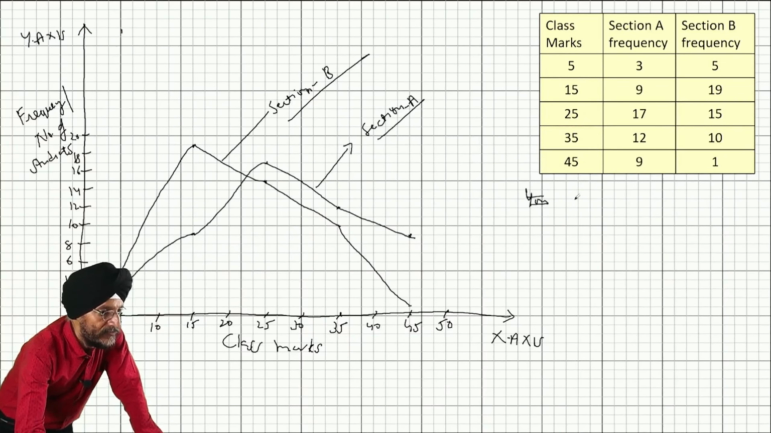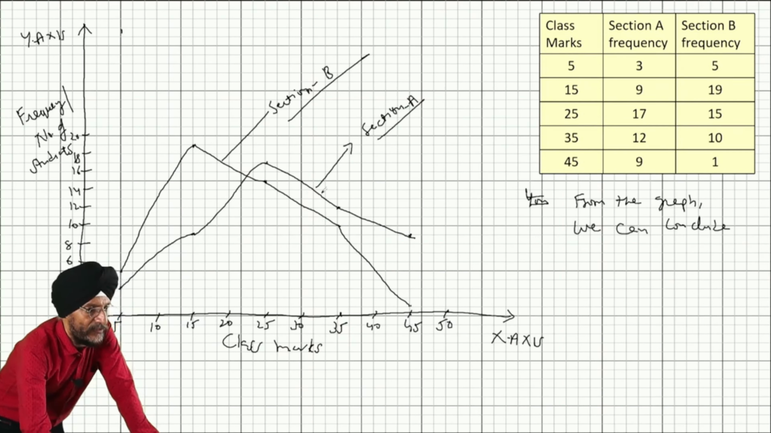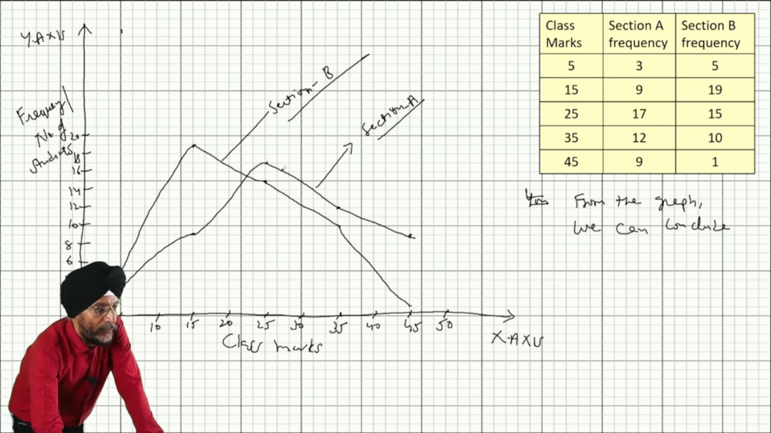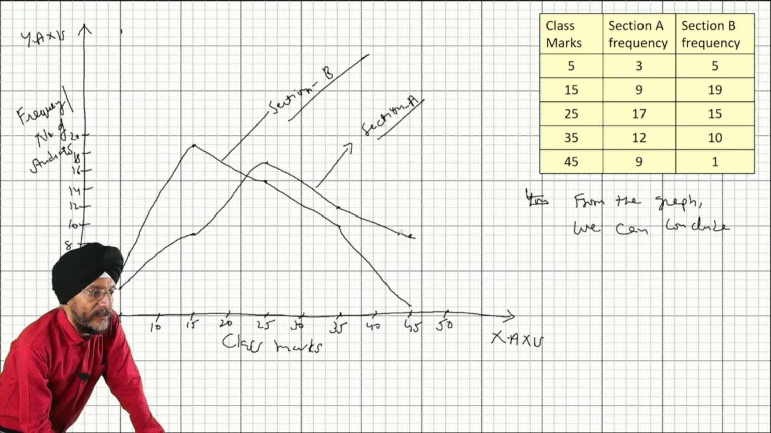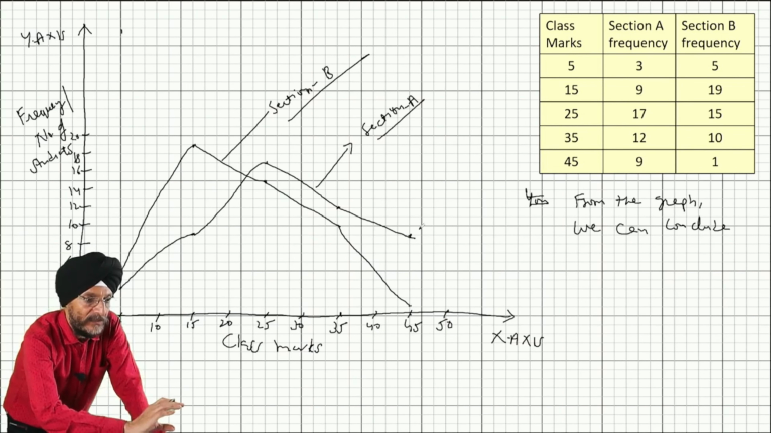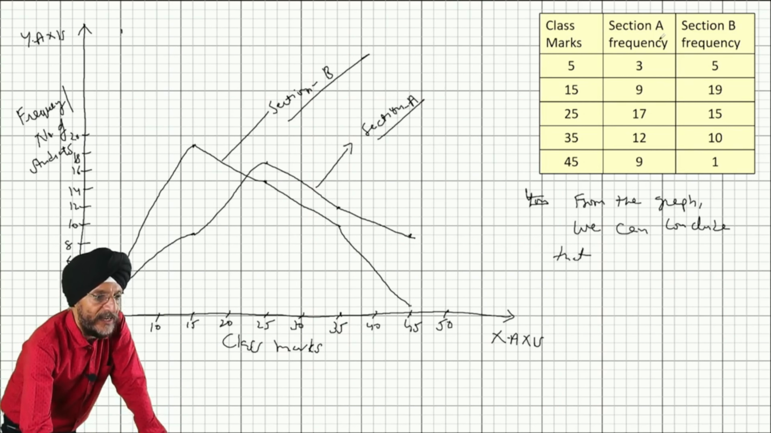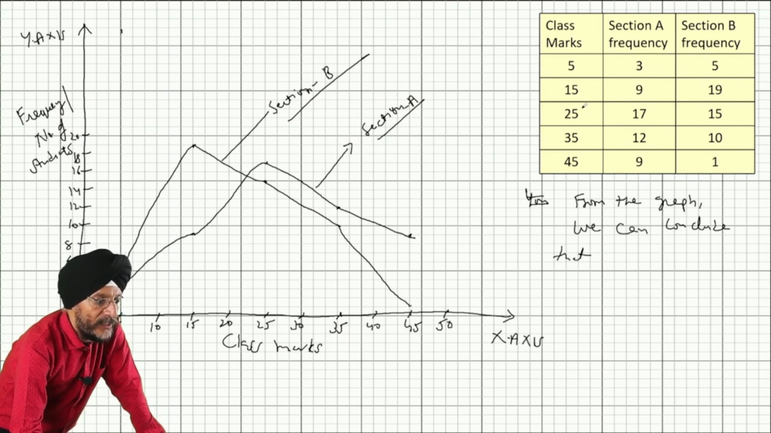From the graph, we will write the answer here. From the graph, we can conclude, you can see here that the number of students of section A are in a position of having obtained more marks as compared to section B. Even if you see the data, you can see that the higher marks have been obtained by section A. You can also see this from the graph.